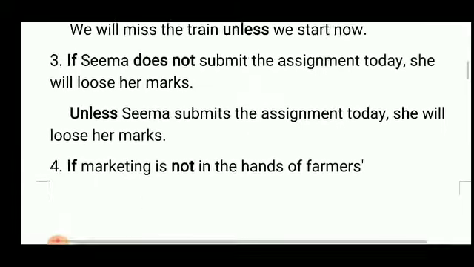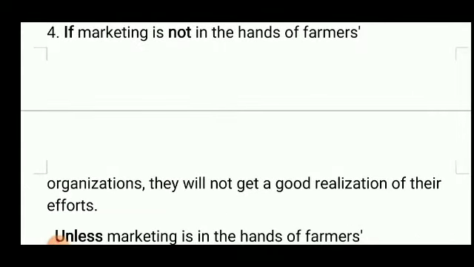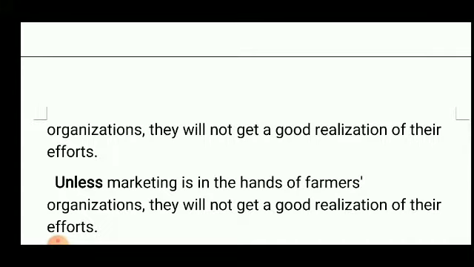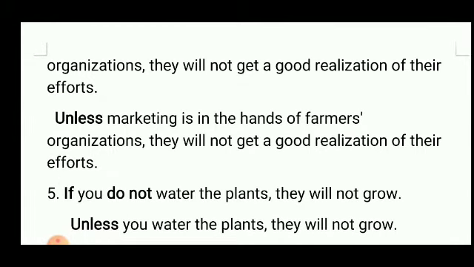Fourth sentence: if marketing is not in the hands of farmers organizations, they will not get a good realization of their efforts. So while using unless, pay attention: unless marketing is in the hands of farmers organizations, they will not get good realization of their efforts. Next, fifth example: if you do not water the plants, they will not grow. Unless you water the plants, they will not grow.